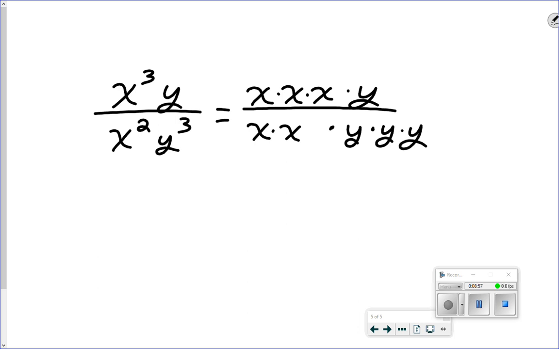All right, same letters cancel on top and bottom. So this x can cancel with this one. This x can cancel with this one. Remember, replace those with a 1. That one doesn't have anything to cancel with. This y can cancel with this y. Replace it with a 1. And that's all that can cancel right now.